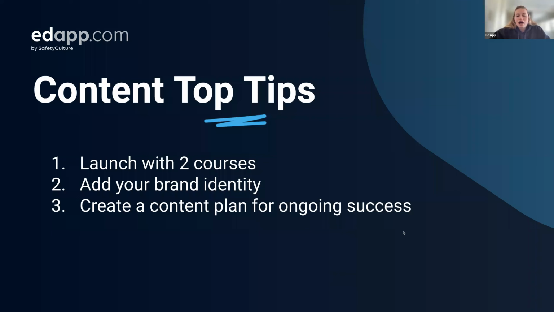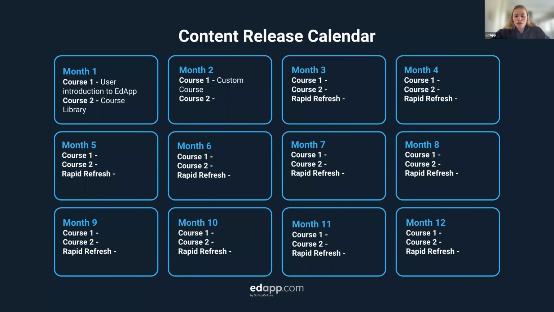And then finally, let's talk about the content plans for ongoing success. We see programs fail when there's just not enough content for learners to take part in. You really want to adopt a learning culture in the organization where learners create a learning habit to check their EdApp on a regular occasion in order to get more content and learn more. So we've come up with some great outlines to help you create a content plan. Let's have a look at that now.